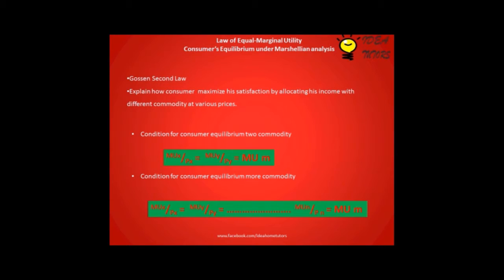MUX divided by PX equals MUY divided by PY equals MUM. MUX is the marginal utility of X. PX is the price of X. Similarly, MUY is the marginal utility of Y and PY is the price of Y. MUM is the marginal utility of money, that is, the value of a single currency unit.